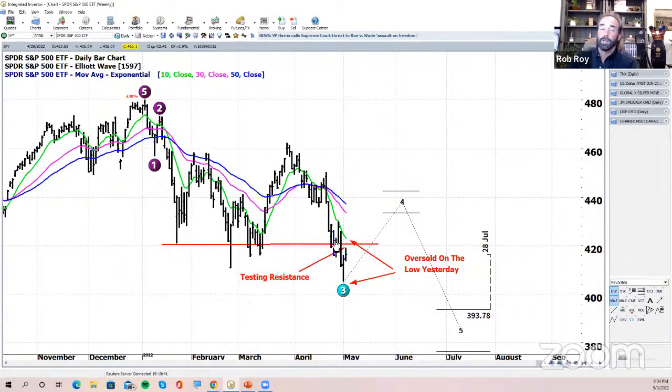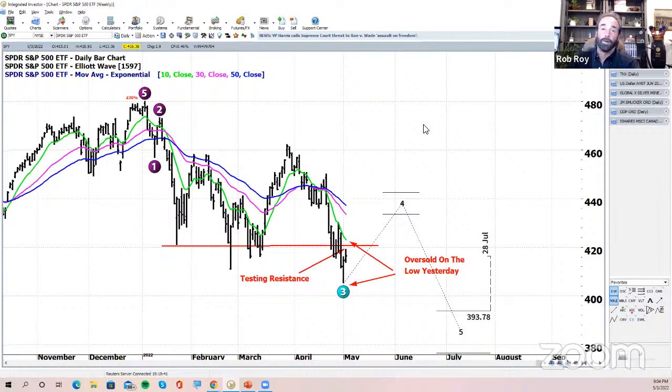You can see we kind of churned here for about a week. We did break below it, and now we've turned and gone back, and now we're testing to see if 420 will indeed act as resistance, or can we break back above 420 and call this a false breakout. A lot's going to depend on tomorrow.